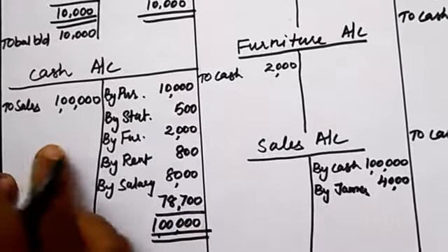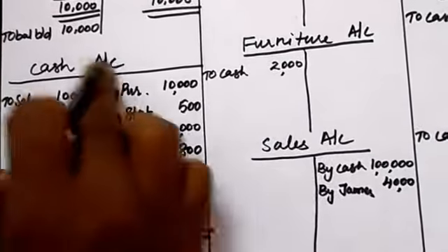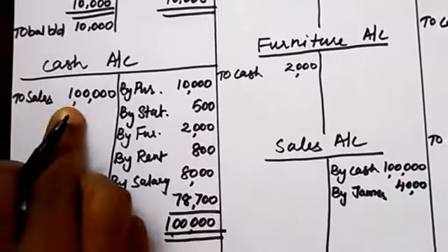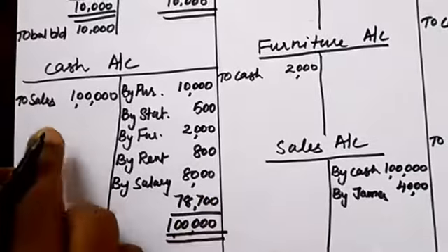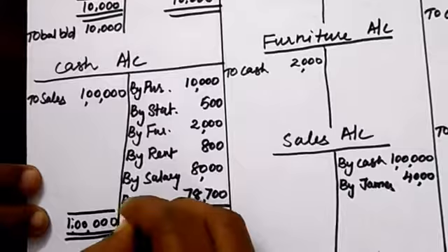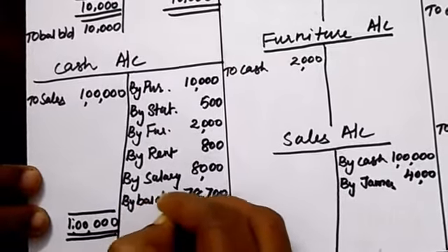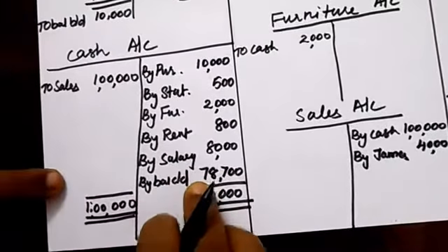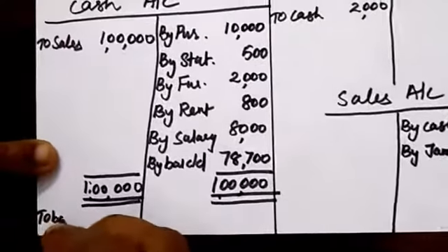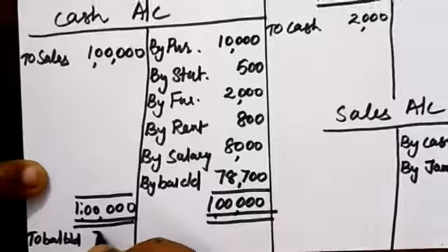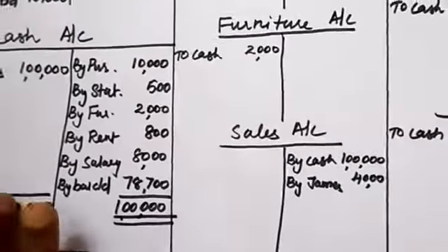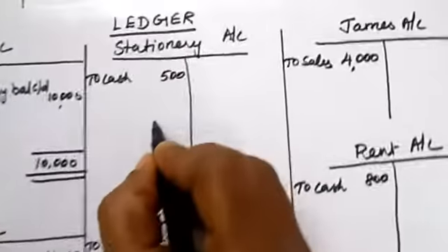This is the receipt, this is the payment. Out of the receipt by way of sales you have received 1 lakh rupees. Out of this receipt you have made all the payments. Receipt minus payment is equal to closing balance. By balance carried down, this is a debit balance, so you have to transfer this amount to the opposite side: to balance brought down, 78,700.